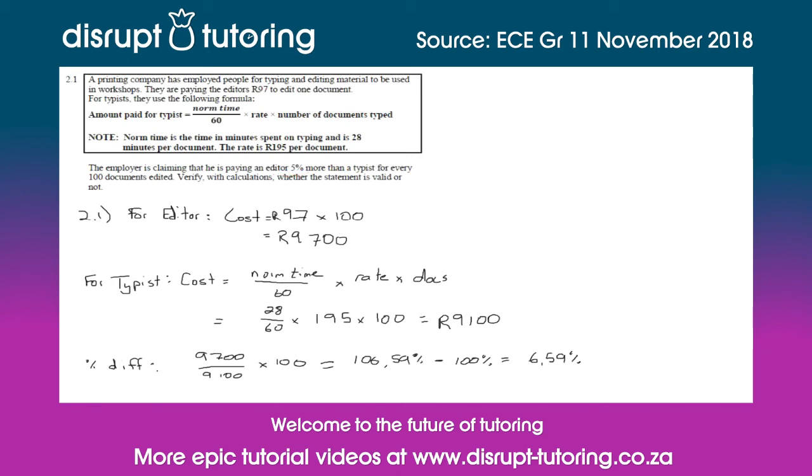So therefore your ending statement is not a valid statement. It is more than a 5% difference. Okay, and that concludes 2.1.